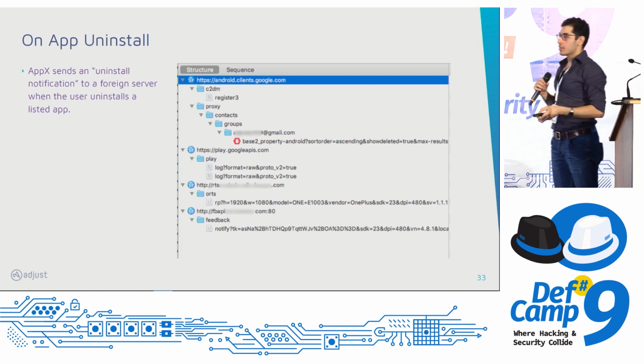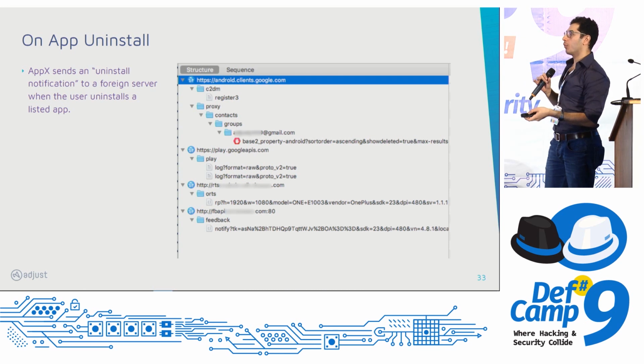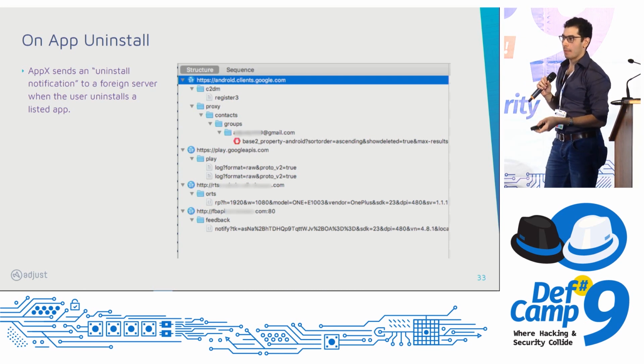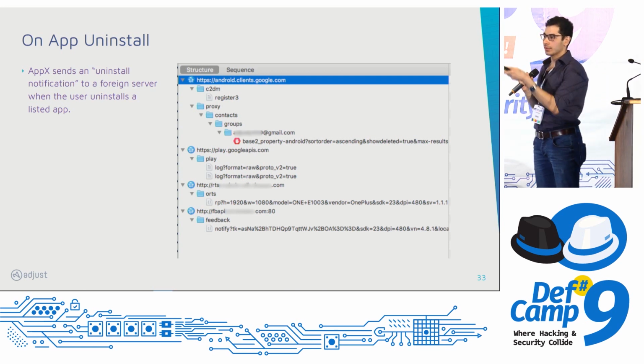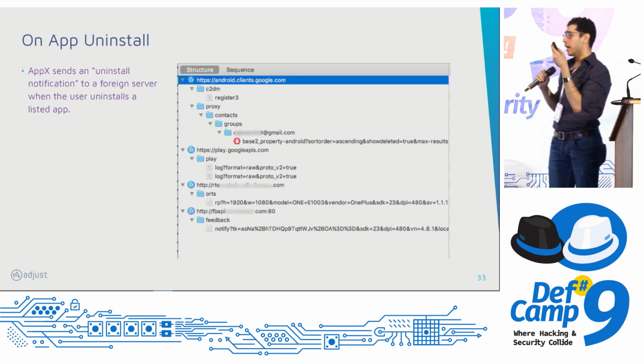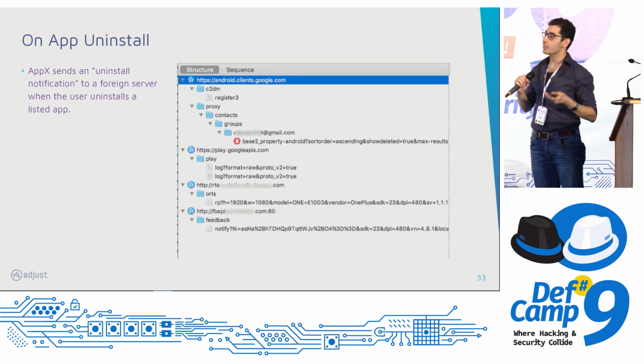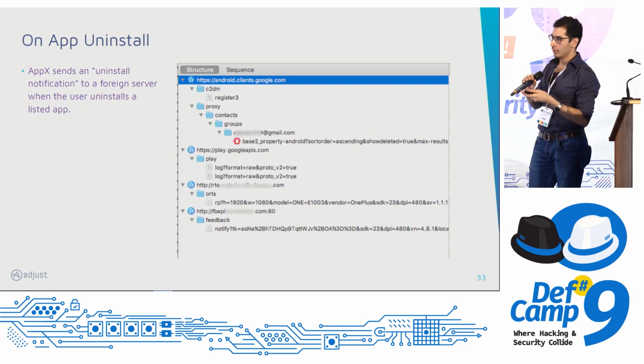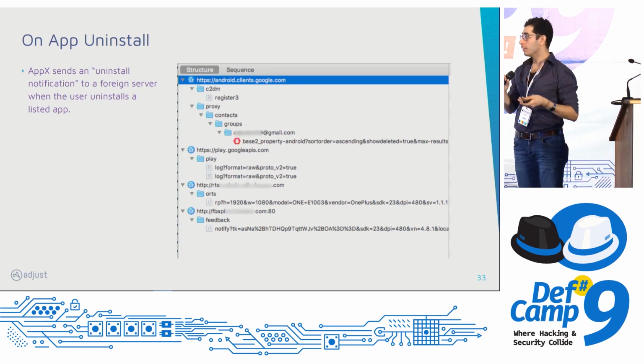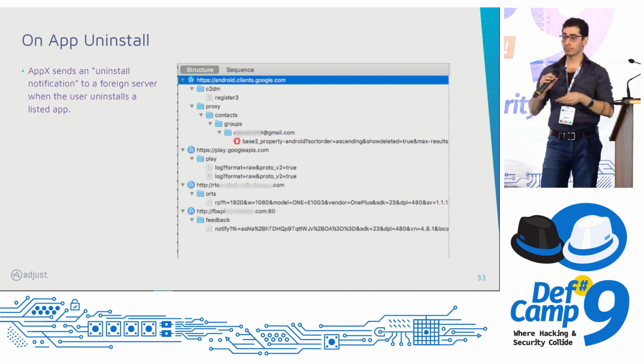Why is it doing this? In my opinion, this is for what's called reattribution campaigns. Reattribution campaigns in one line: it's basically when you uninstall an app and the advertisement company has to find a way to incentivize you to install it again. So they make a reattribution campaign and you can reinstall it again.